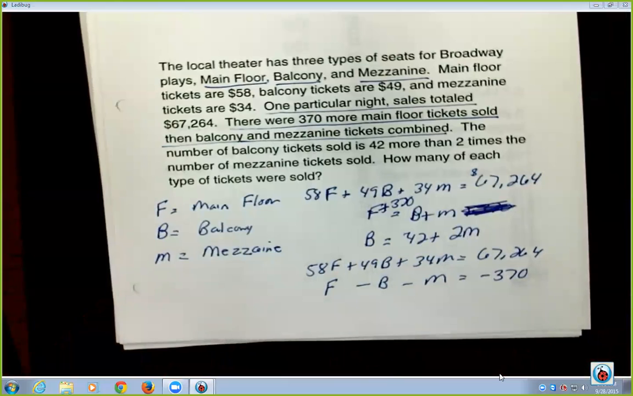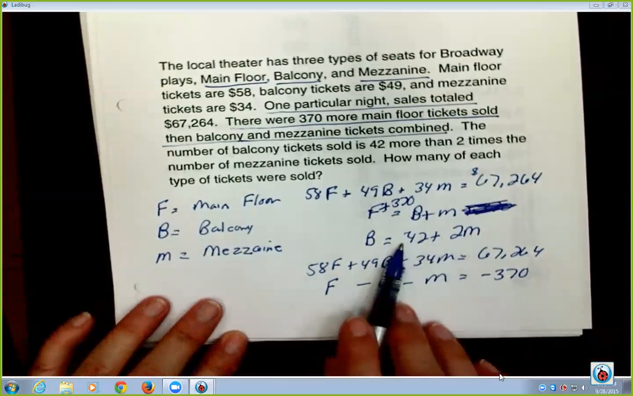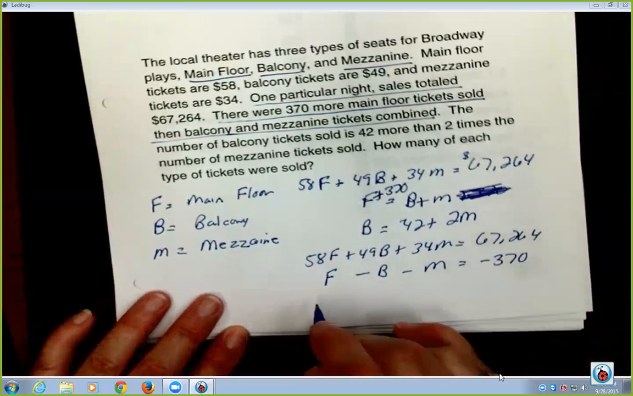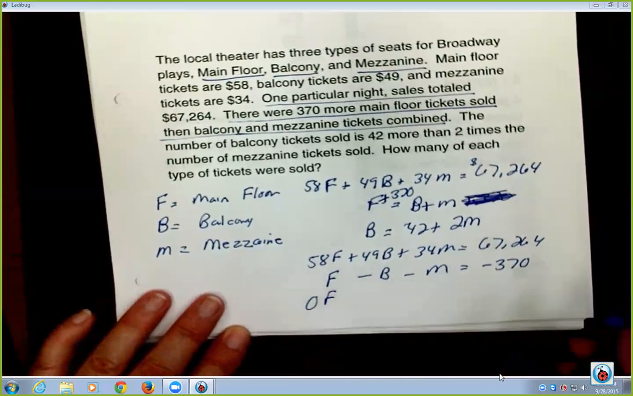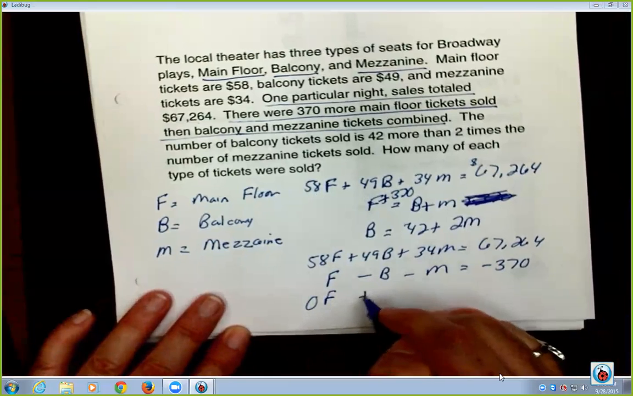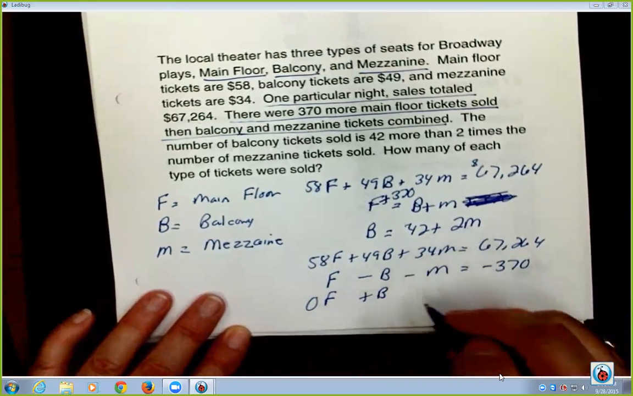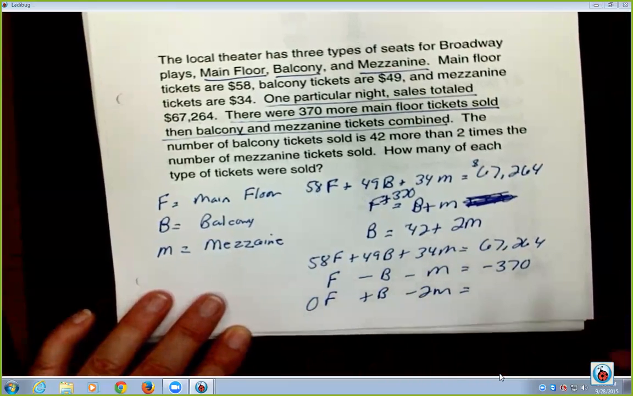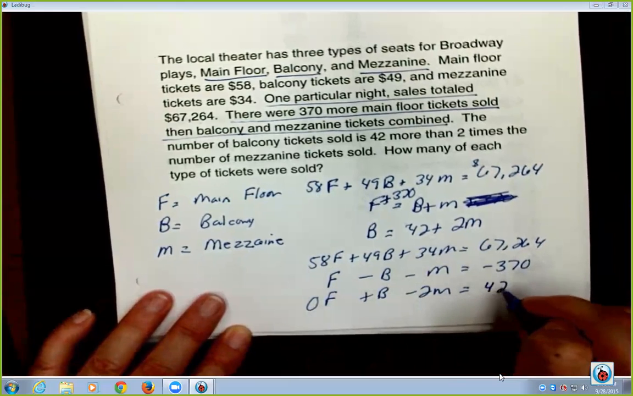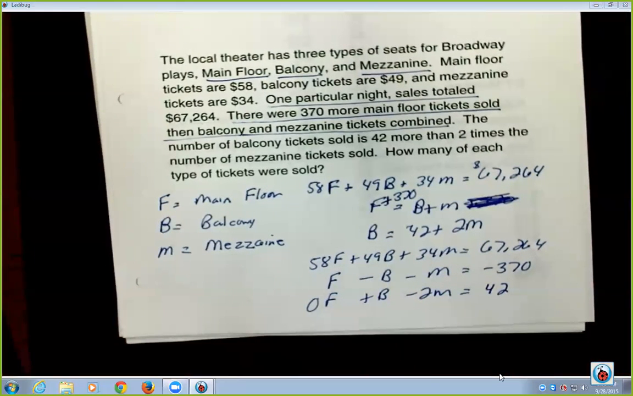Then you got to flip-flop it if you move the F over. It doesn't really make a difference. It'll still be the same when you get done. And then down here, we need to move the 2M over. There will be 0 main floors plus the balcony minus the 2M is going to be equal to 42. Then I can stick it on my calculator.